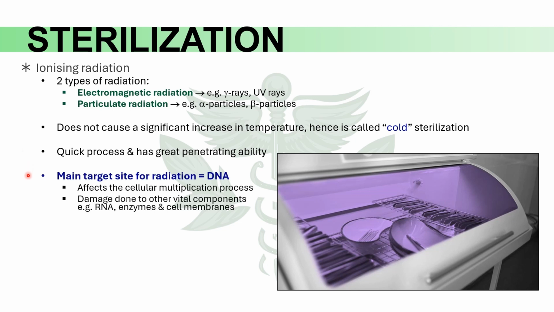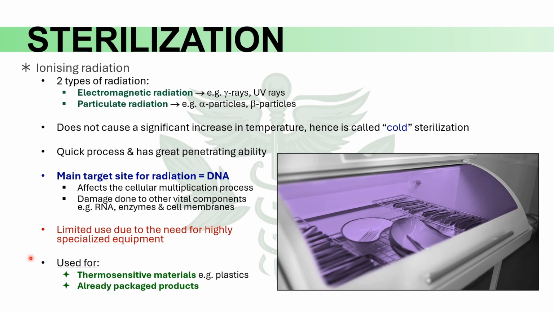In terms of its mechanism of action, radiation targets DNA with the aim of affecting the cellular multiplication process of the microorganism, and also damaging its other vital components such as RNA, enzymes, and cell membranes. However, the use of radiation is very limited nowadays due to the need for highly specialized equipment. If it is used, it would be used to sterilize thermosensitive materials such as plastic and already packaged products.